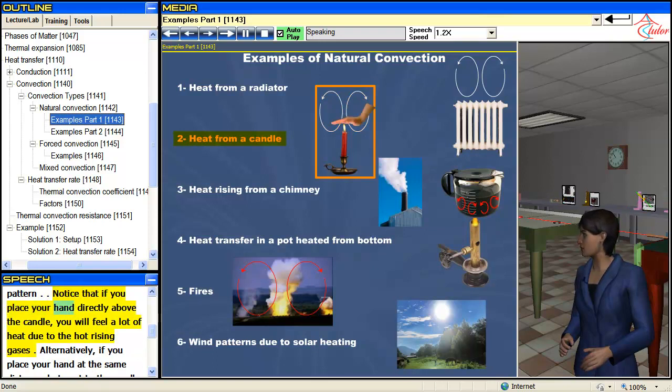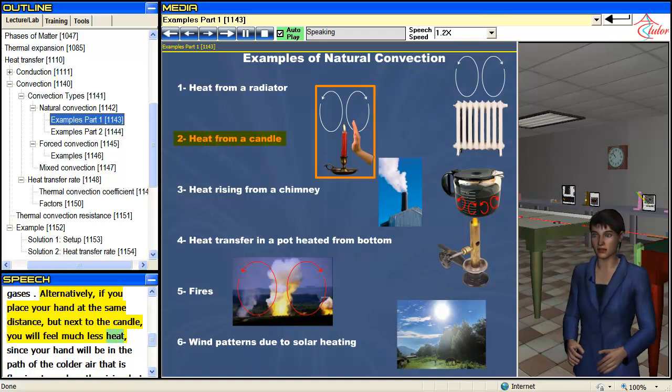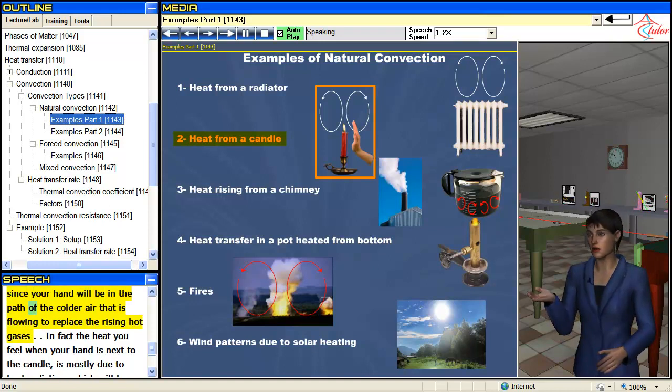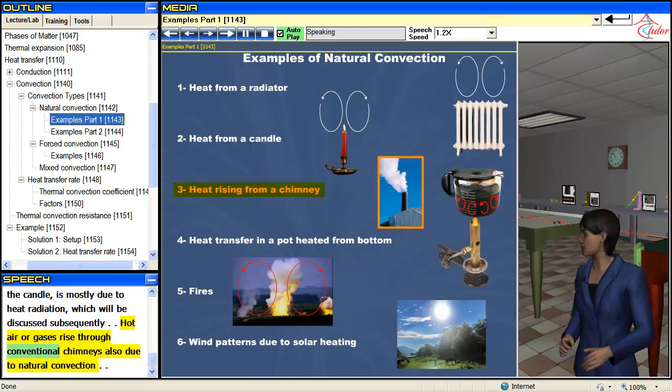Notice that if you place your hand directly above the candle, you will feel a lot of heat due to the hot rising gases. Alternatively, if you place your hand at the same distance, but next to the candle, you will feel much less heat, since your hand will be in the path of the colder air that is flowing to replace the rising hot gases. In fact, the heat you feel when your hand is next to the candle is mostly due to heat radiation, which will be discussed subsequently. Hot air or gases rise through conventional chimneys also due to natural convection.